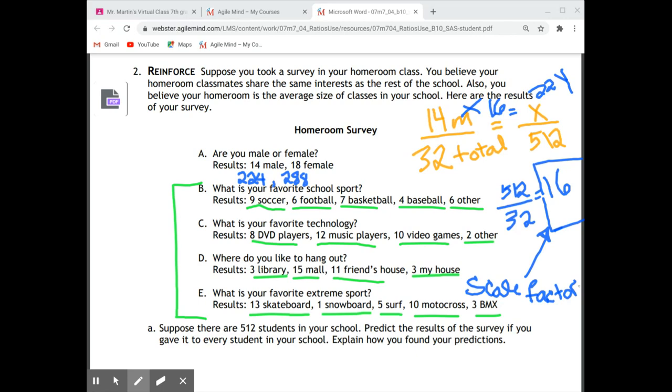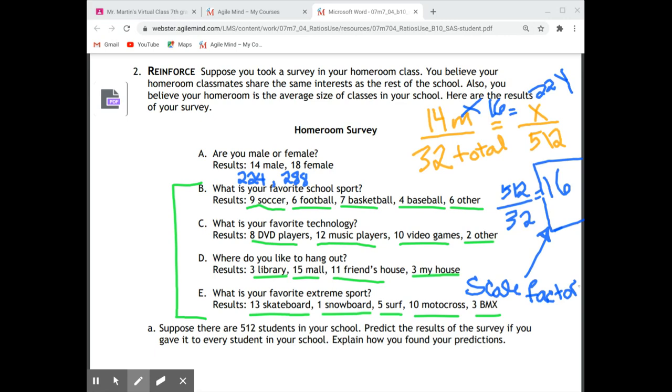6 of them said they like football. 7 said they like basketball. 4 said they like baseball. And 6 of them said they like cheerleading and stuff. Okay. So out of these, what we did was we determined our scale factor.